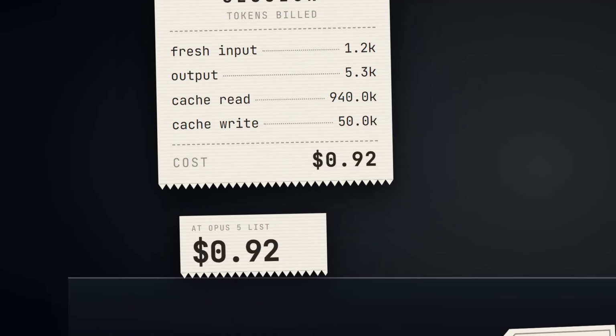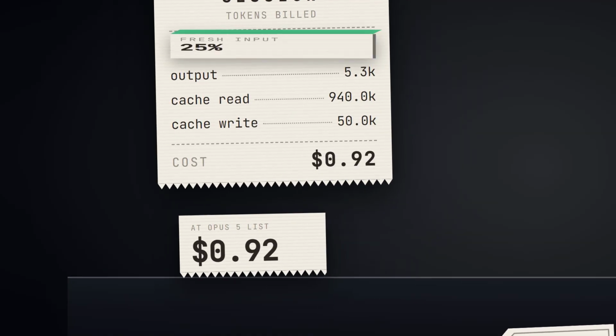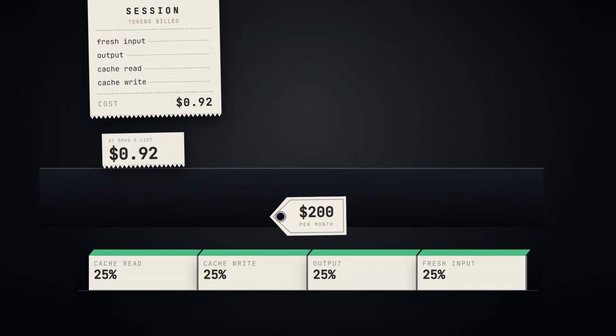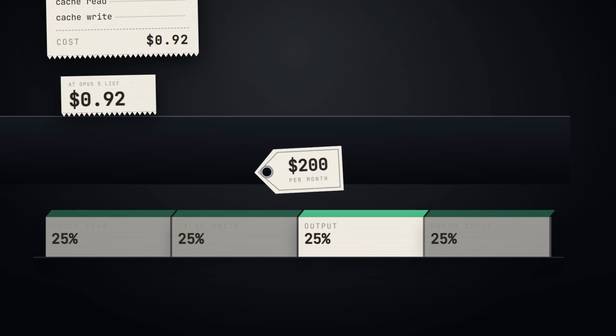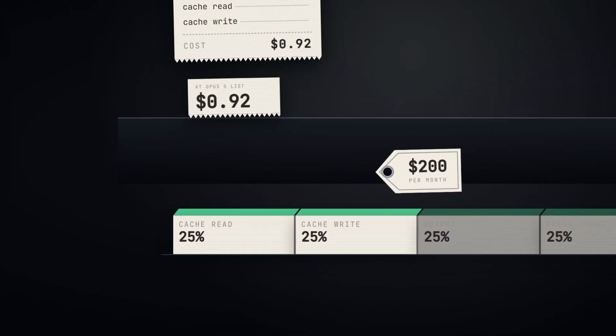So where did the money in that session actually go? 4 lines get added to the bill, and they behave nothing alike. There's fresh input, which is the new text you send up. There's output, which is what the model writes back. And there are 2 kinds of cache, which is text the model has already seen, and reads again.